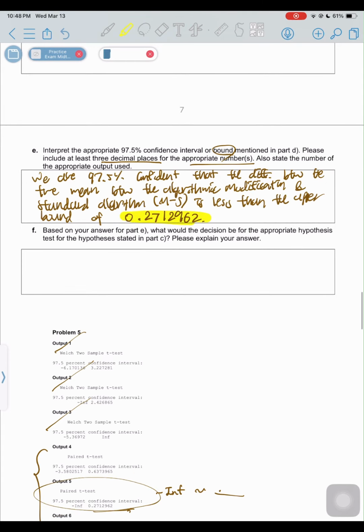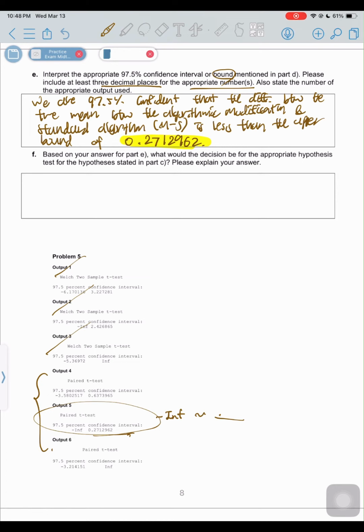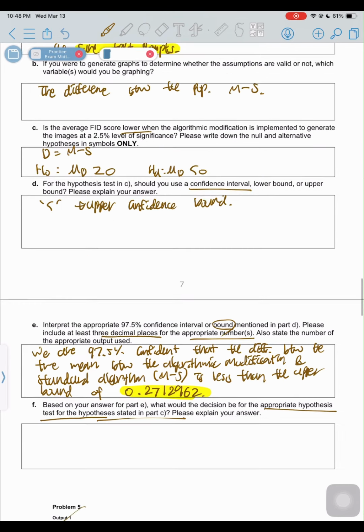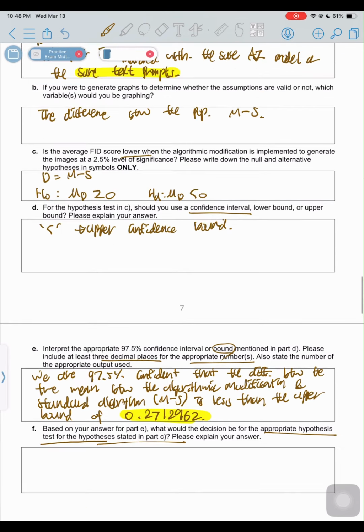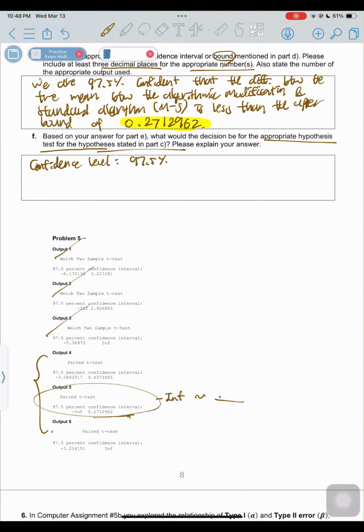So let's look at part F now. Based on your answer for part E, what would be the decision for the appropriate hypothesis test for the hypothesis stated in part C? If you recall, our significance level is 2.5%. So the confidence level is 97.5%, but our significance level is 2.5. So if you add 2.5, that becomes 100%.